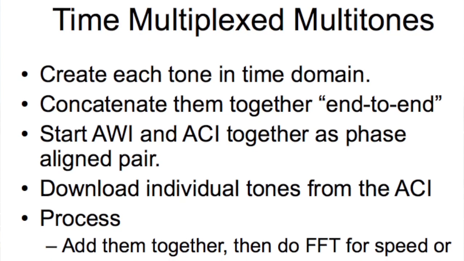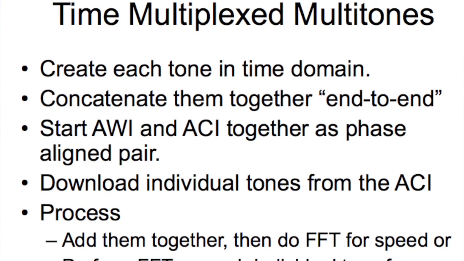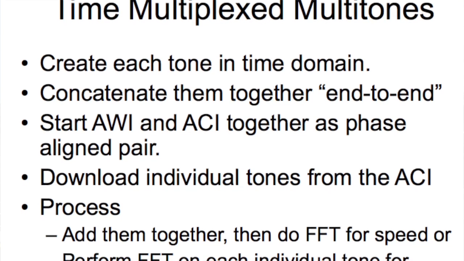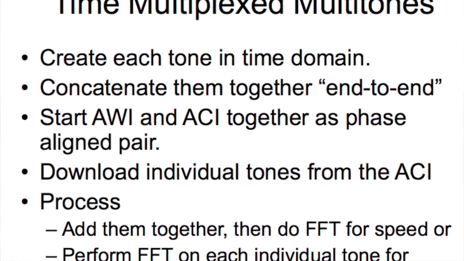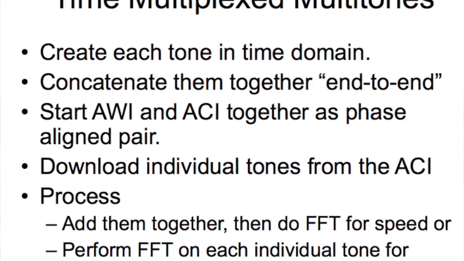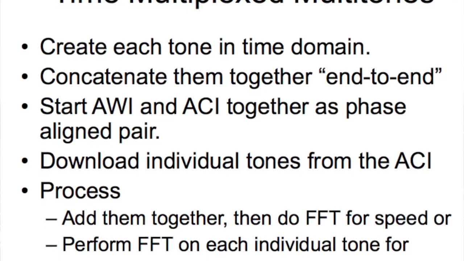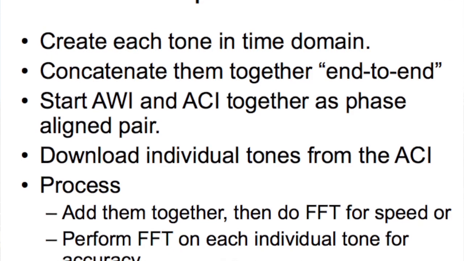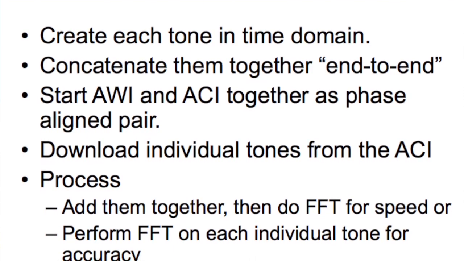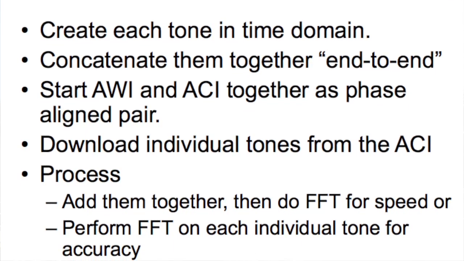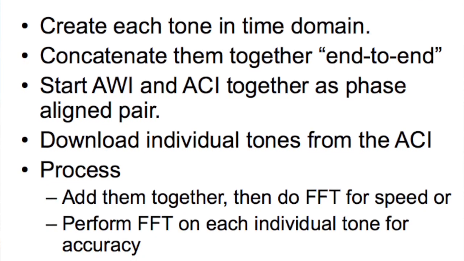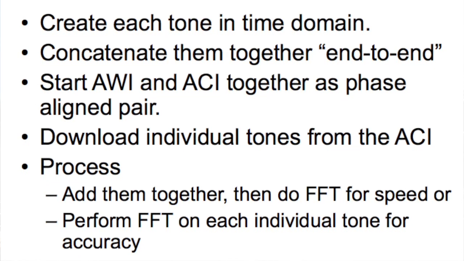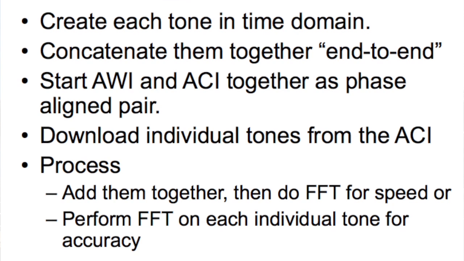Now, in time multiplex multitones, what you do is you create each individual tone in time domain rather than frequency domain, and then you concatenate them together end to end. And then you start the AWG and the ACI together. You start them as a phase-aligned pair. And then when you run it, you capture the ACI and you pull out the individual tones from the ACI, and then you process with an FFT. And you'll be surprised how fast the FFT can be. It's really amazing. Now remember, this was 20 years ago.